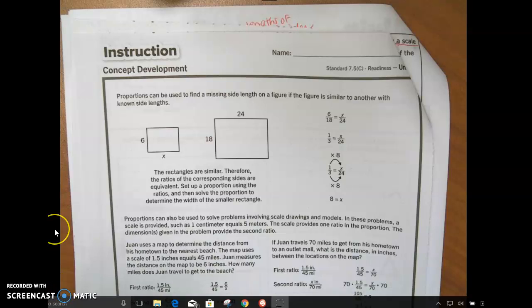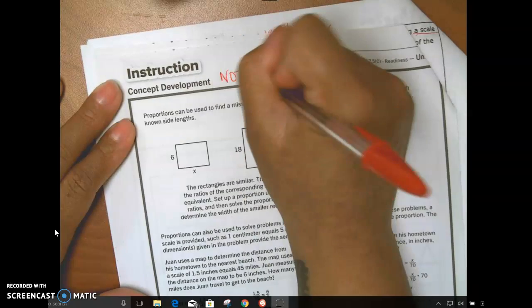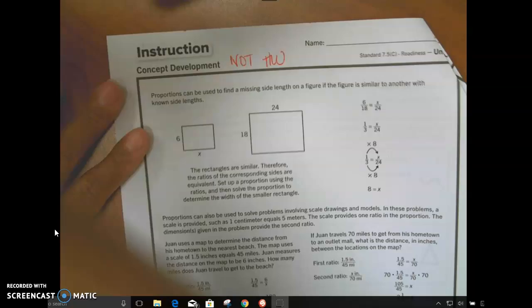This is not homework. Okay, these are notes, ladies and gentlemen, not homework. Okay, y'all need to know about similarity and scale factor.